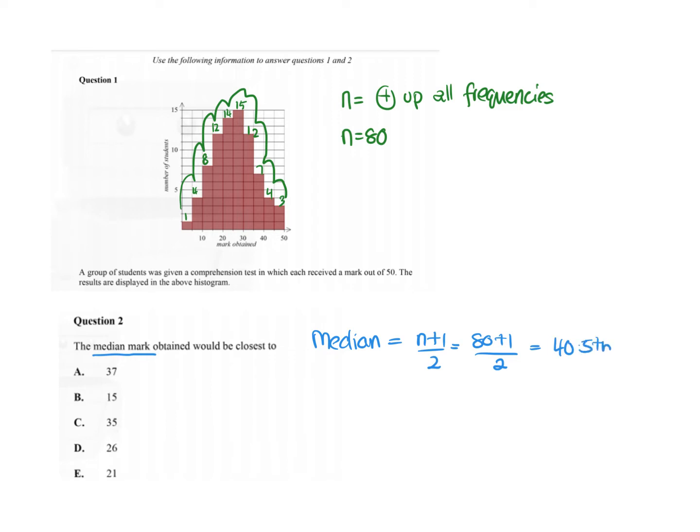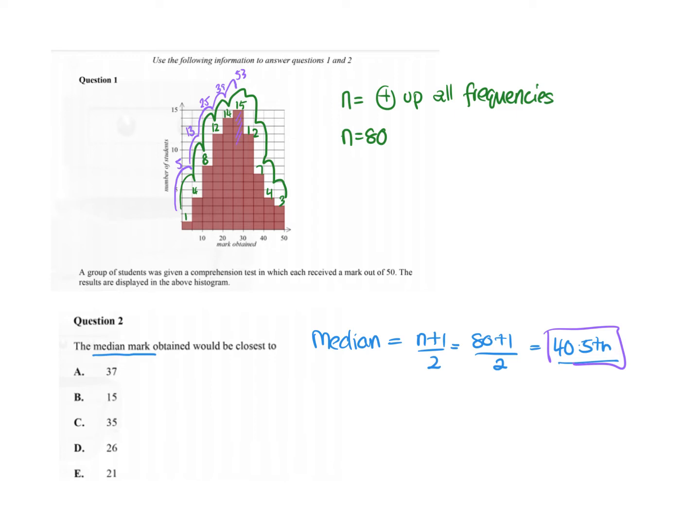So we are going to try and get to the 40th frequency, or the 40.5 frequency. So we're looking for that. If I count along and do a running total, here that would be 1 plus 4 is 5, plus another 8 is 13, plus another 12 is 25, plus another 14 is 39. Then if you add another 15, you get 53.